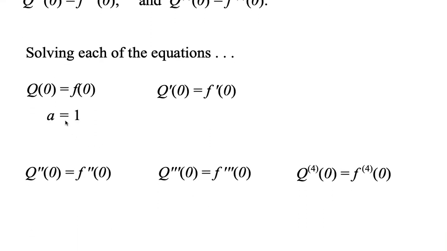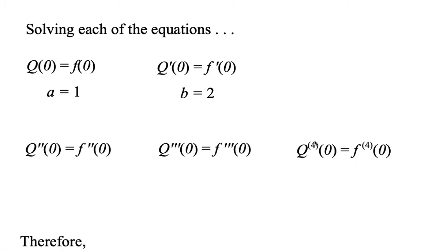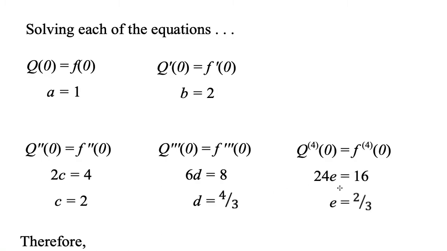For q of 0 equaling f of 0, we get that a is equal to 1. For the first derivative at 0 equaling the first derivative at 0 for f, we get that b is equal to 2. But starting with the second derivative, third and fourth derivatives, it gets a little more interesting. The second derivative of q at 0 was 2c, and the second derivative of f at 0 was 4. So in this case, c is 2. The third derivative at 0 was 6d and 8. So in this case, d is 8/6 or 4/3. And the fourth derivatives were 24e and 16, respectively, giving us e of 16 over 24 or 2/3.